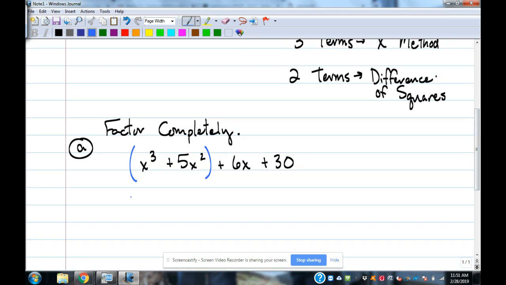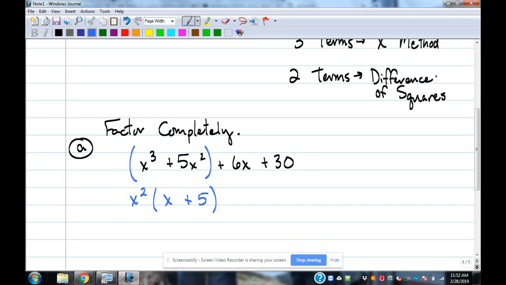X squared, good. What's that leave in the parentheses? What times x squared would get me x cubed? X. What times x squared would get me a plus 5x squared? Plus 5. We've factored the GCF out of the first half.